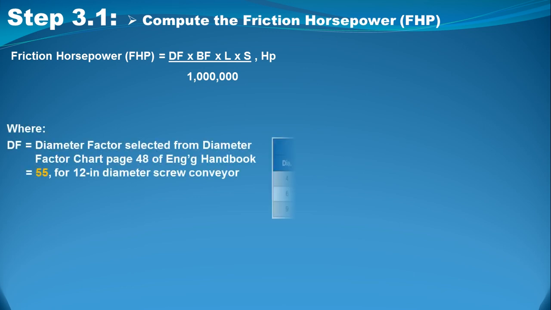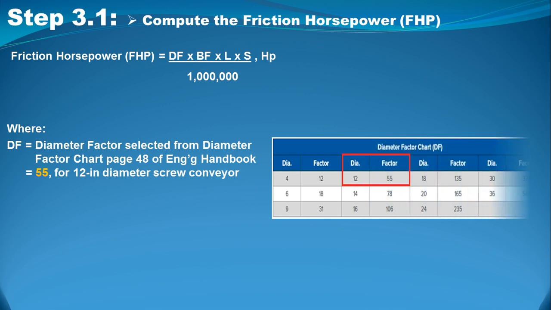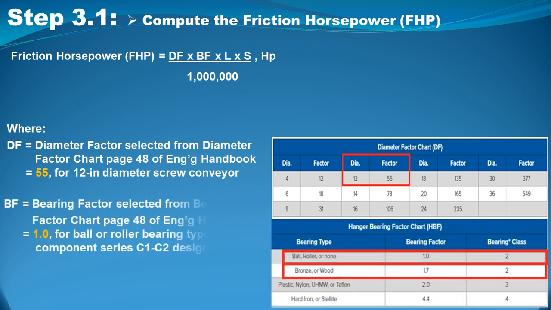So DF is the diameter factor, selected from the diameter factor chart, page 48 of the engineering handbook. Since we already have the diameter of the screw conveyor, we can get the diameter factor of 55. BF is the bearing factor, so still selected from the bearing factor chart, page 48 of the engineering handbook.